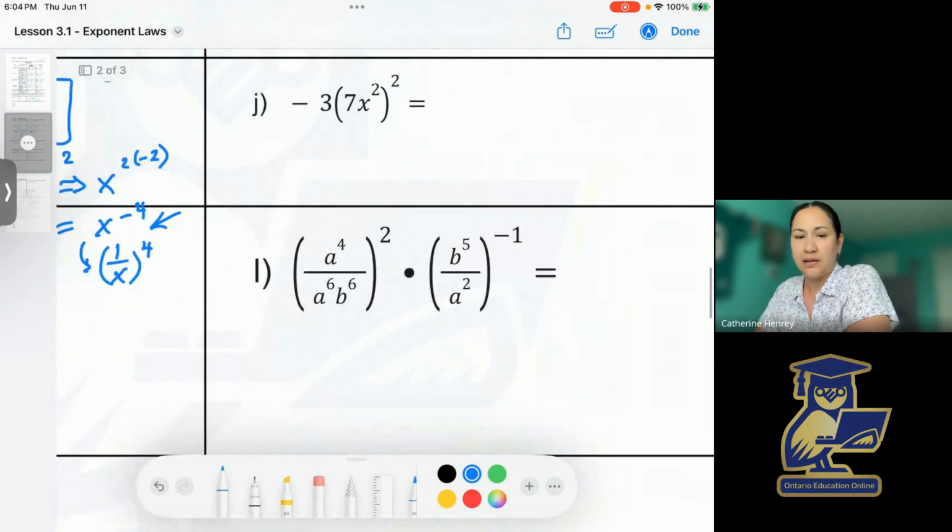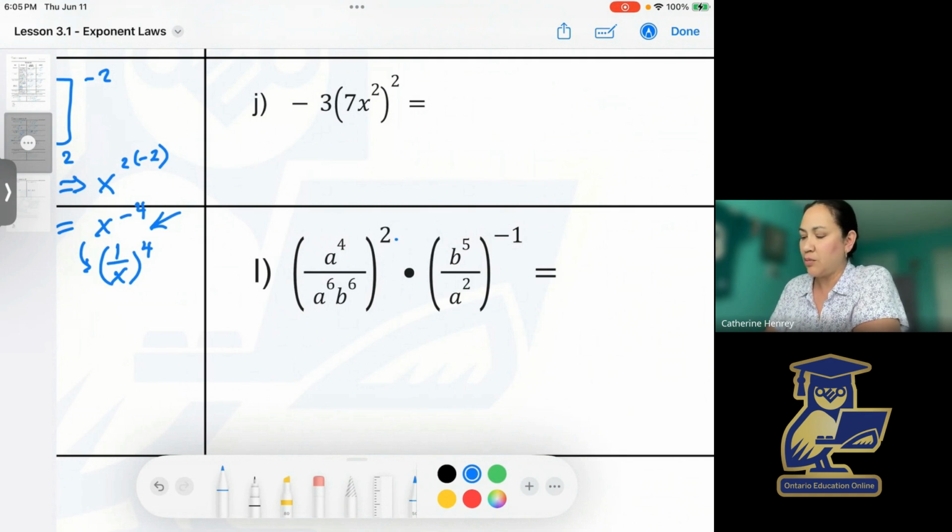All right, let's take a look at the other one. Again, starting to look complicated, but we just want to make sure that we simplify everything one law at a time, and we'll be okay. So we have a to the power of 4 divided by a to the power of 6 times b to the power of 6, and we raise all of that to the power of 2, times b to the power of 5 divided by a to the power of 2, all raised to the power of negative 1.